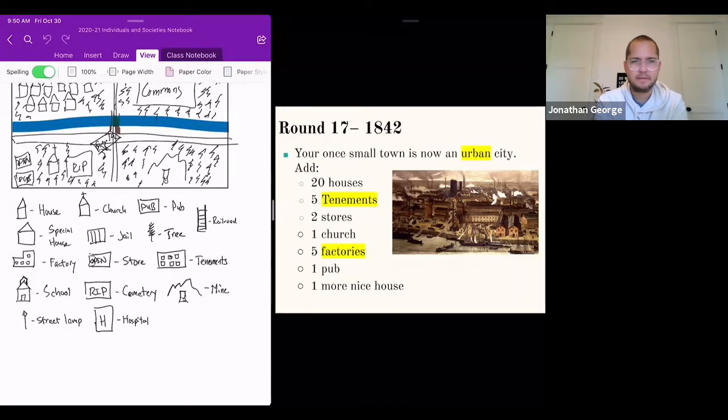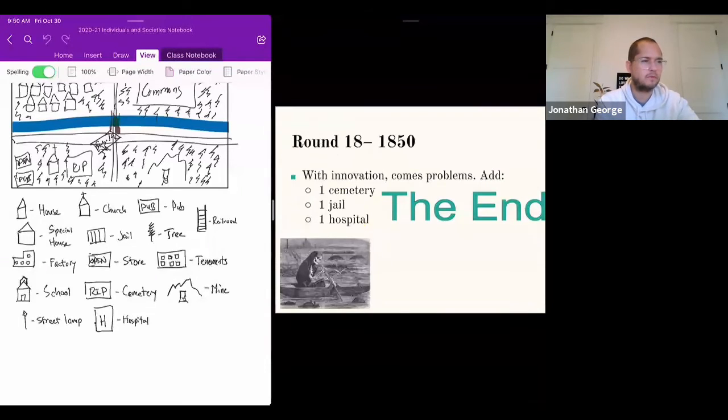Again, y'all, we're doing this quick. We're not looking for perfection in our drawings. We're looking for participation in the experience and the symbolism of it all. With innovation, y'all, comes problems. Add one cemetery, one jail, and one hospital.